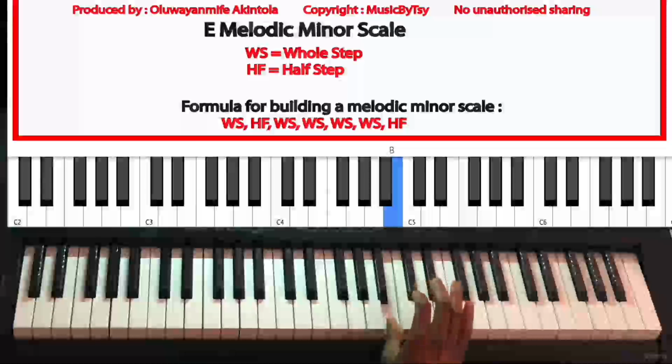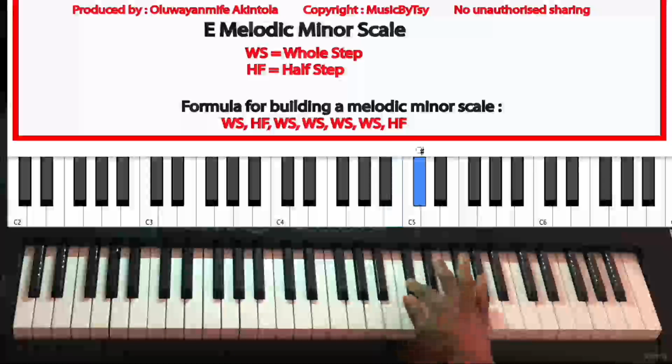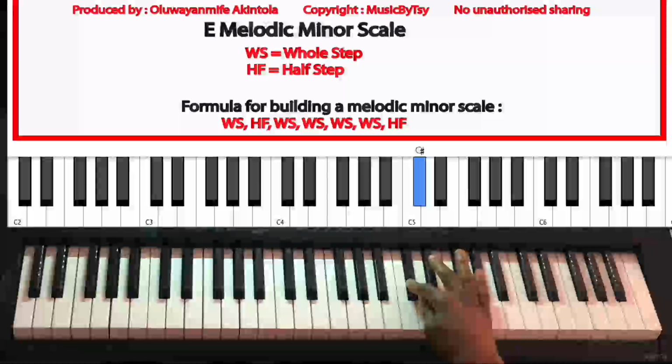Now the 6th note is not going to be the key of C. It would have been the key of C if we were building the E natural minor scale. But because we are building the E melodic minor scale, we are going to increase the 6th note by a half step. So the 6th note of the natural minor scale for the key of E is going to be increased by a half step, which means the 6th note is now going to be the key of C sharp. So the key of C sharp is going to be the 6th note for the E melodic minor scale.